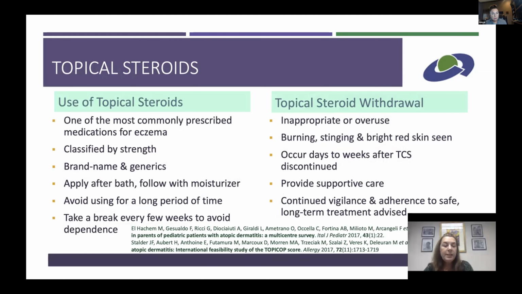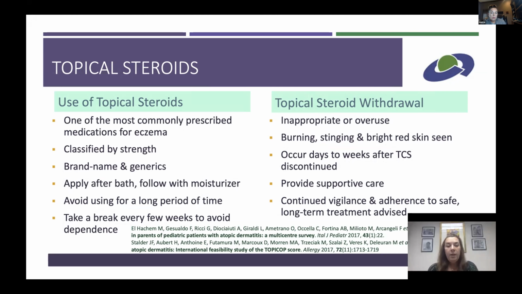Topical steroids. Now, this is the mainstay. It's the most common that is prescribed. And again, you can see here, it's classified by strength. There are many different options. You apply after bath along with a moisturizer, and many patients use these for years on end.